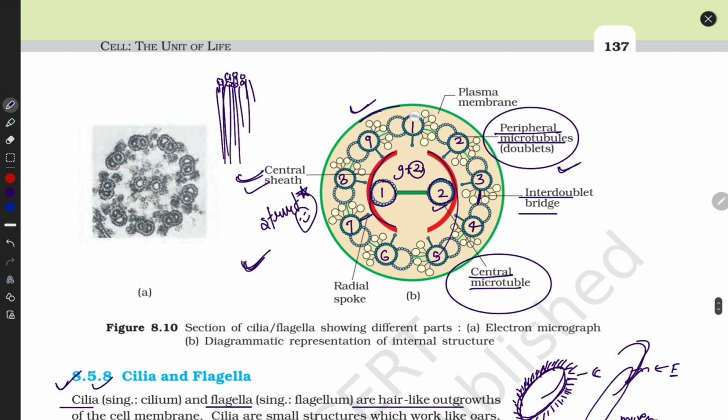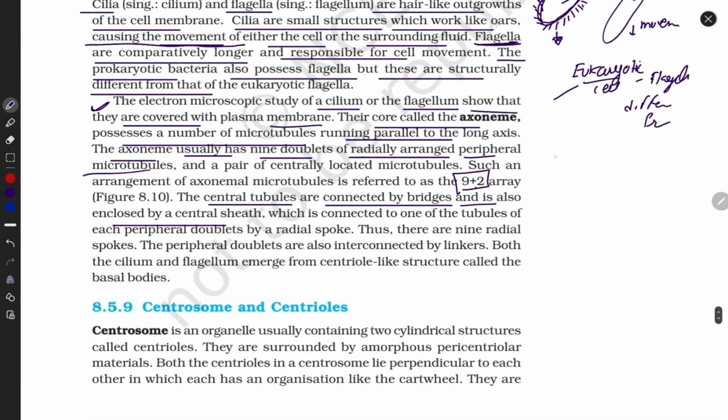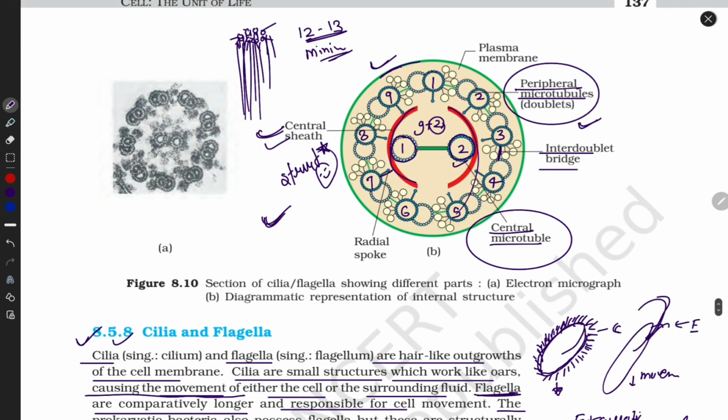Guys, this is the number of microtubules. 1, 2, 3, 4, 5, 6, 7. They may be 12 to 13 in number, minimum, and maximum varies according to the size of eukaryotic and prokaryotic cells. The 9 are fixed in number, but the microtubules between them are not fixed. It may be 12, 13, 14, 15, 16, 20 in number. Okay, guys, now clear? Now this thing is clear?